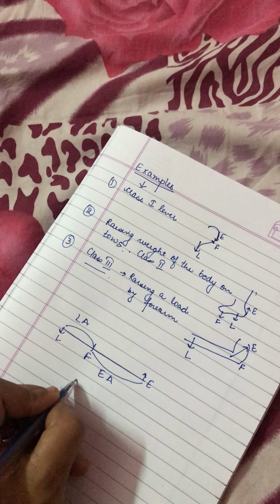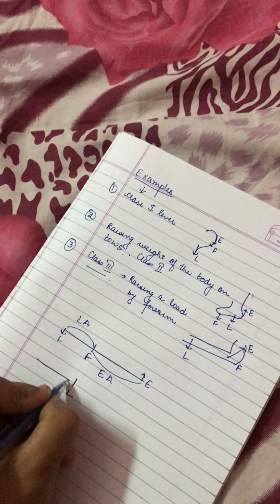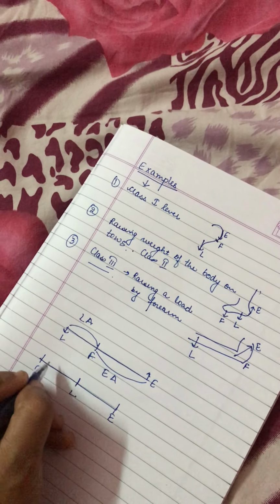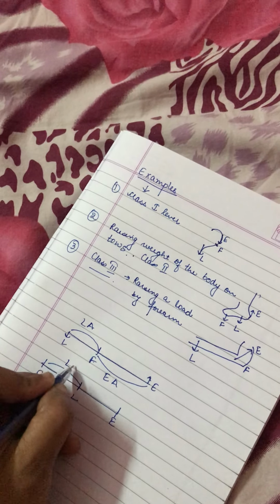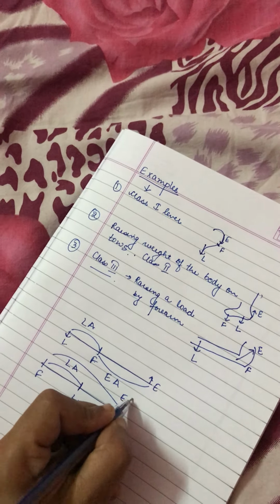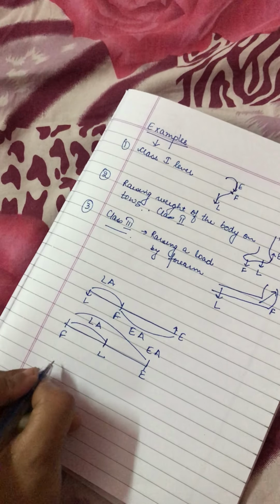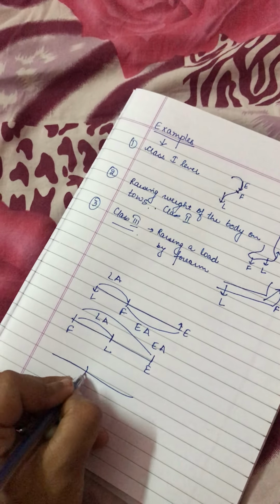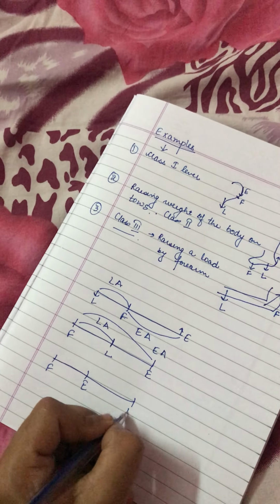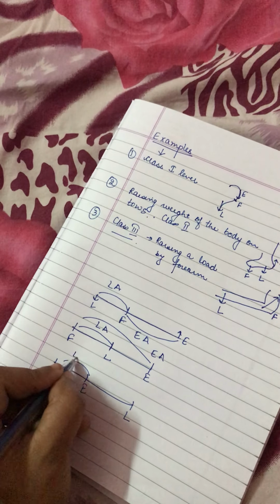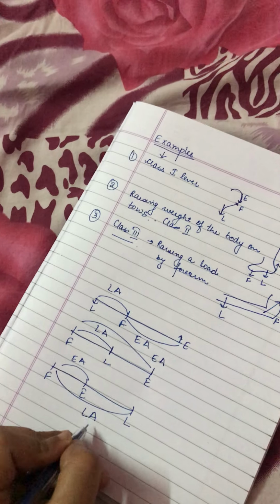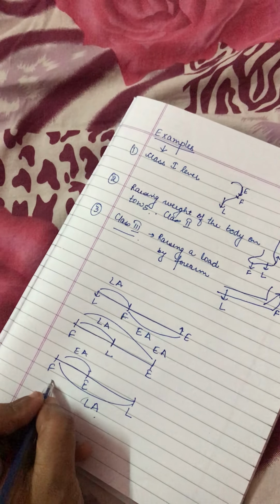Suppose in another class lever we are having load in the center, here we are having effort, and here we are having fulcrum. This is your load arm and this is your effort arm. Now the third case, when effort is in the center, fulcrum can be anywhere, it can be here also. This is effort arm and this is load arm. These arms are always from the fixed point.